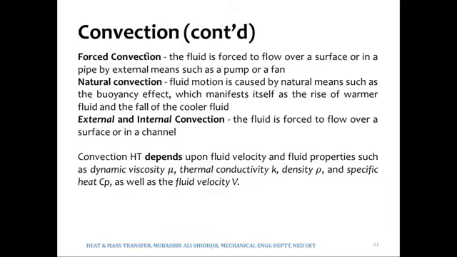Now there are various types of convection. For example, there is a natural convection, and then there is a forced convection, and then there is an external and internal convection. When the fluid is flowing over a surface, for example, when the fluid is flowing over a plate, that is sort of external convection. However, if the fluid is flowing inside a pipe, we call it internal convection. And if the fluid is flowing outside a pipe, over a pipe, then we call it external convection.